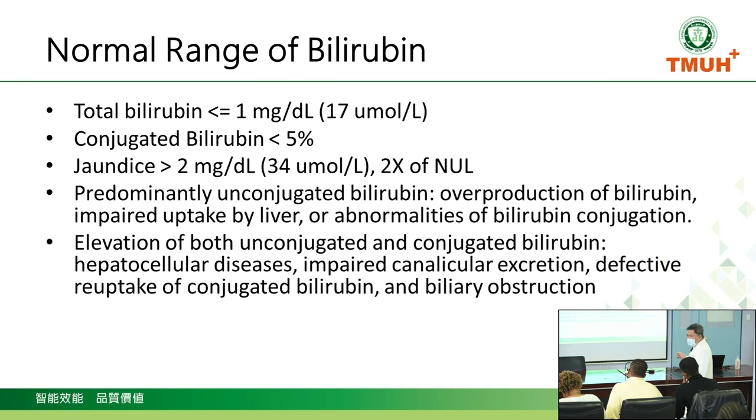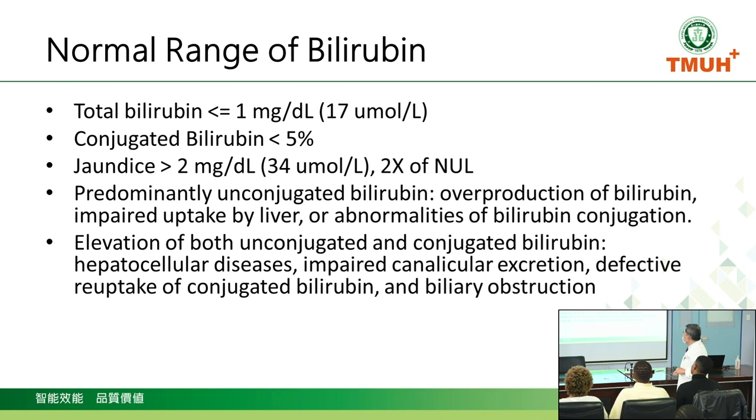Normal range of bilirubin: usually less than 1 milligram per deciliter, 17 micromole per liter. Usually conjugated bilirubin is less than 5% of total bilirubin. When can you see jaundice in the eye? My textbook says more than 2 milligrams per deciliter or 34 micromole per liter, two times the normal upper limit, but actually my experience is around 3 times.